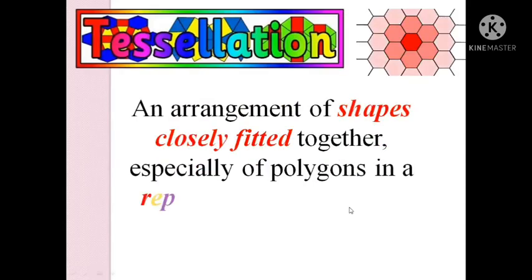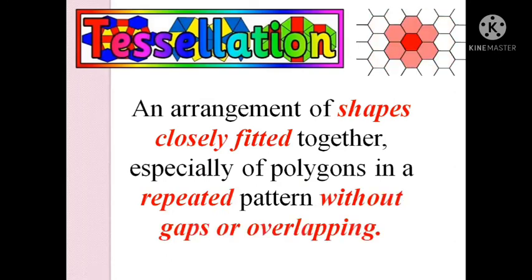Tessellation is an art of arranging shapes closely fitted together. They can be polygons or curved shapes, whatever it is, and it should be a repeated pattern. But there should not be gaps or overlappings between each and every shape. So that is called tessellation. Tessellation is an arrangement of shapes closely fitted together, especially of polygons, in a repeated pattern without gaps or overlappings. There should not be any gaps or overlappings.